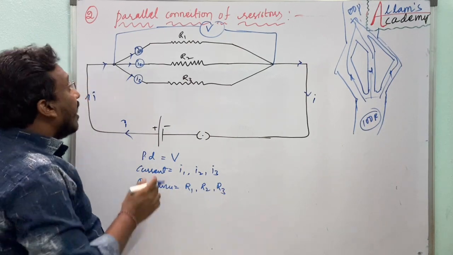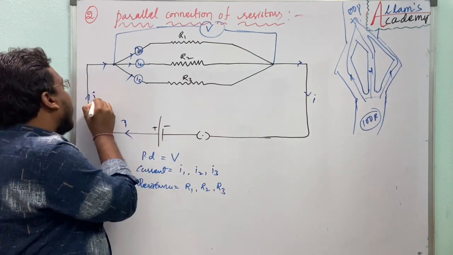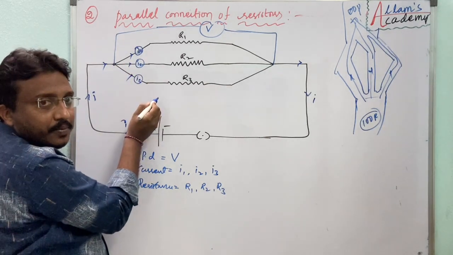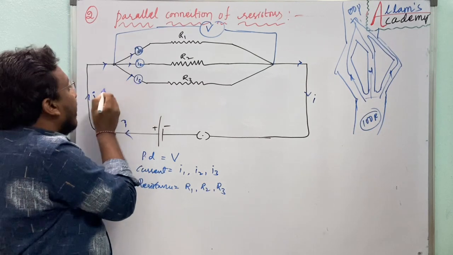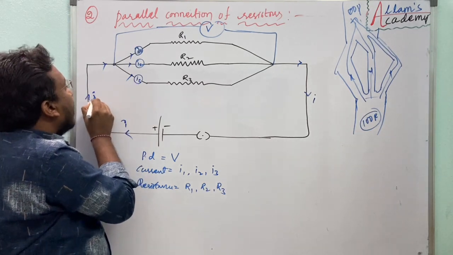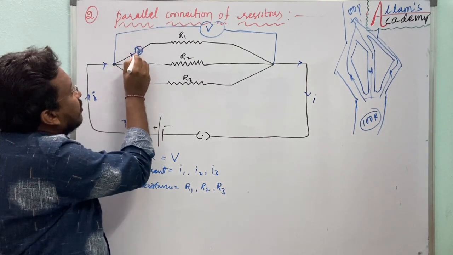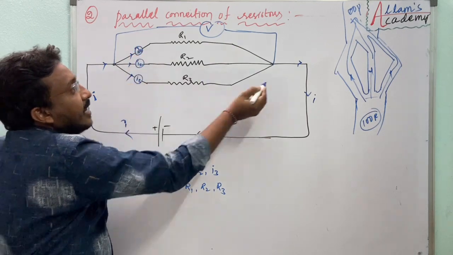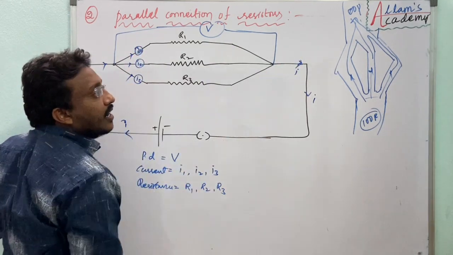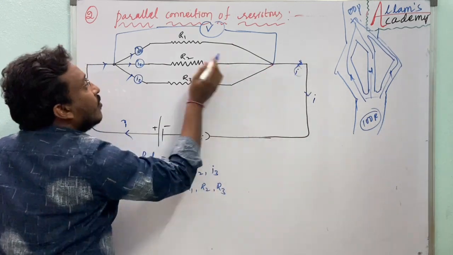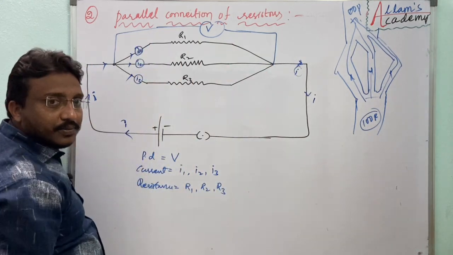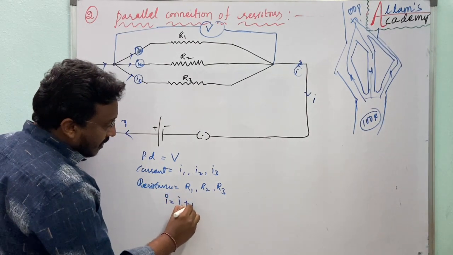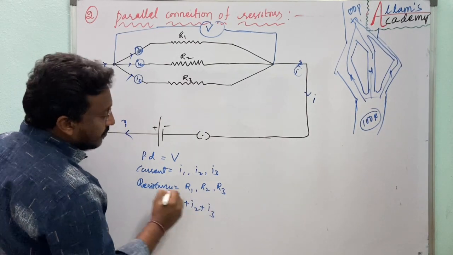Okay. Then here the amount of current I is splitting. Right? Here I amount of current comes out. Then at this part the current splits into I1, I2, I3. Then how much current comes out? This current is equal to the sum of these three currents, no? Right? So I equals I1 plus I2 plus I3.